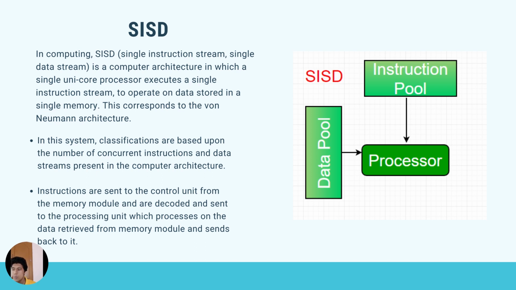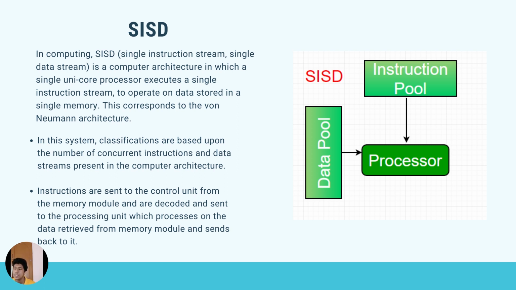Topic number one is SISD. In computing, SISD, single instruction stream, single data stream, is a computer architecture in which a single uniprocessor executes a single instruction stream. So it's basically the basic computer that we learned. That's the von Neumann architecture.